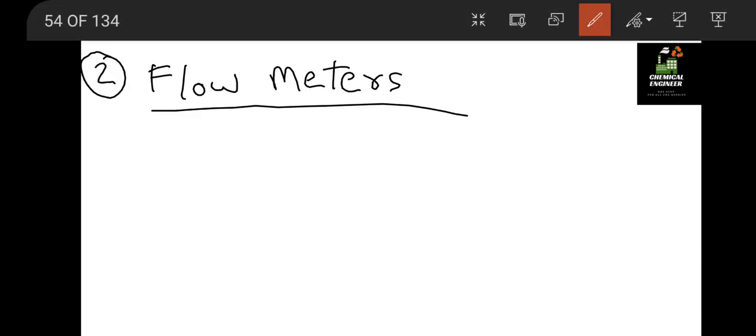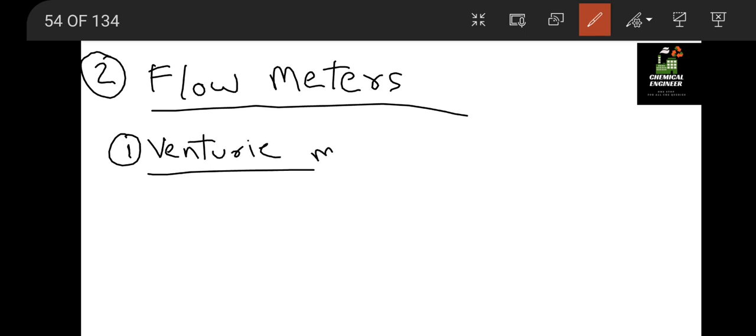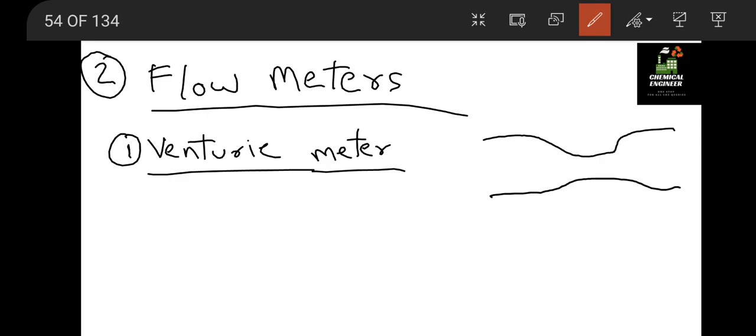Now let us see different types of flow meters. Flow meters are generally divided into two parts, that is variable head and variable area. For variable head we have the Venturi meter. So the first flow meter is the Venturi meter. In a Venturi meter we have some area like this. Suppose this is area A and this is a small contraction area, we call it B. We calculate the flow rate from the two pipes here using a manometer.